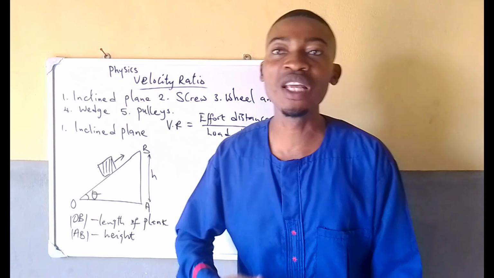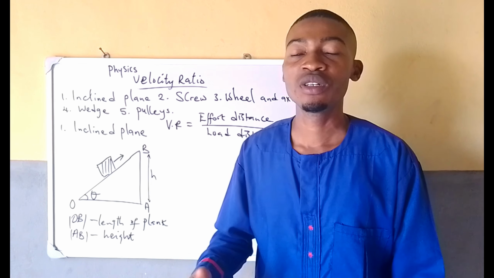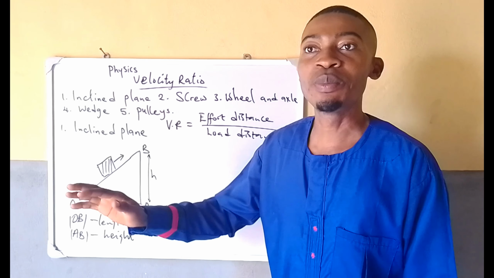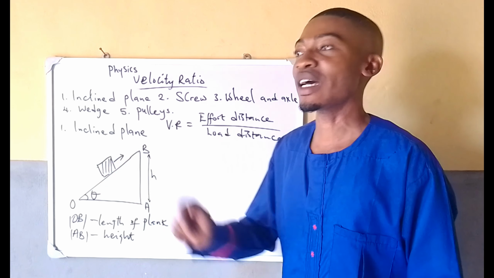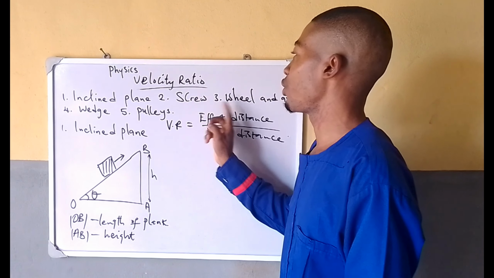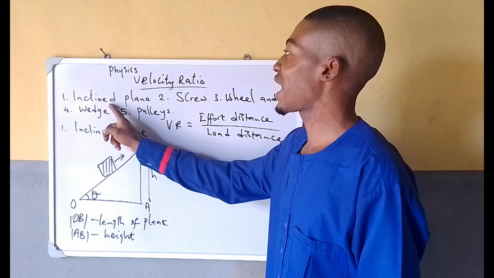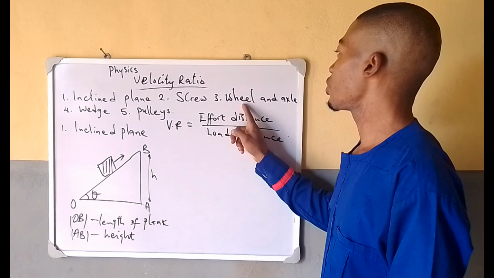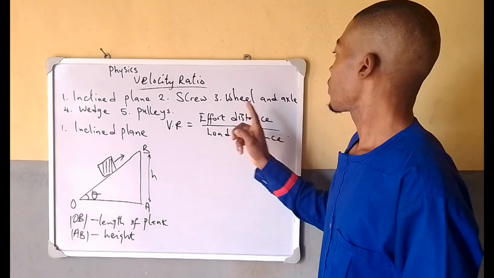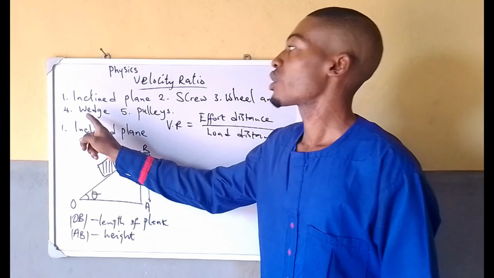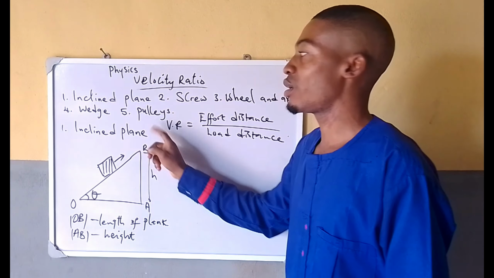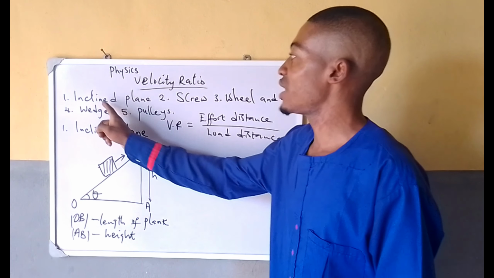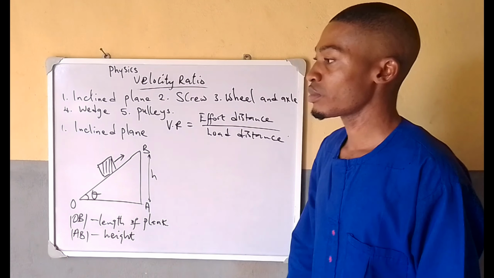But based on the way that different machines are configured, this formula will produce a separate formula for a particular machine. Let us look at the following machines. We are going to be considering an inclined plane, the screw, wheel and axle, wedge, and pulleys. So we'll quickly go to the first one. The first one is an inclined plane, and that's what I drew here.